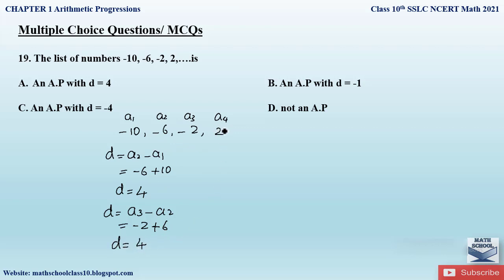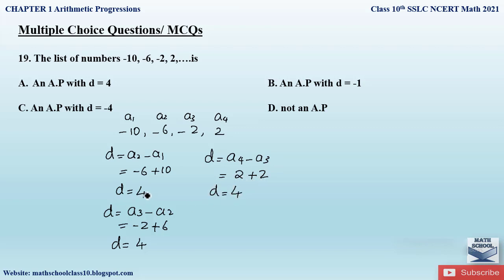Similarly, let us check with the fourth and third term again. So D is equal to A4 minus A3. So the fourth term is 2, minus of the third term is minus and minus will become plus 2, or D value will be equal to 2 plus 2 is 4.